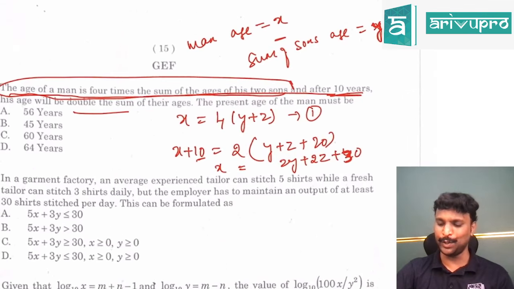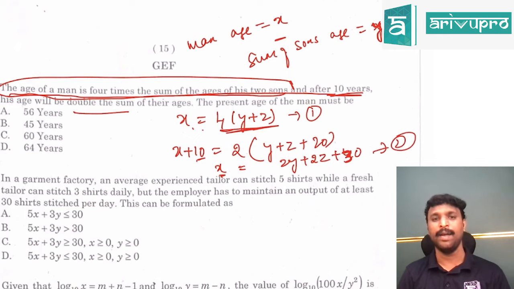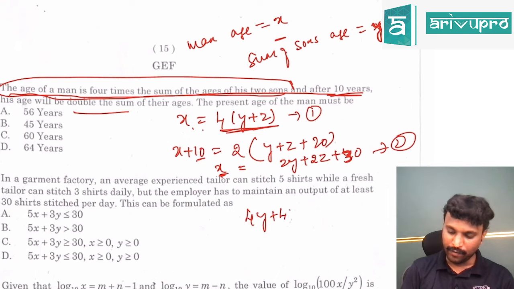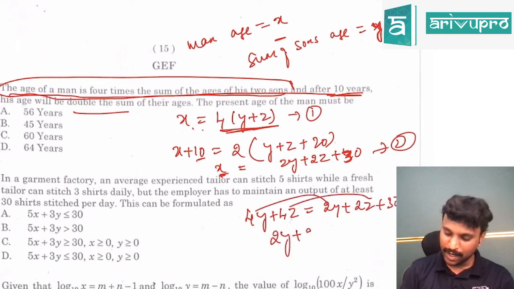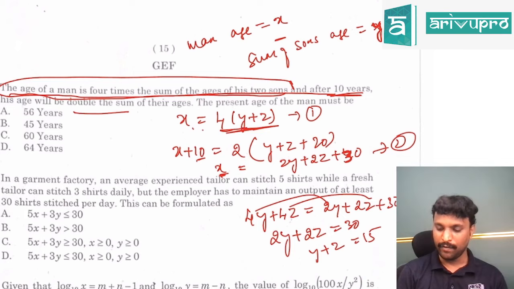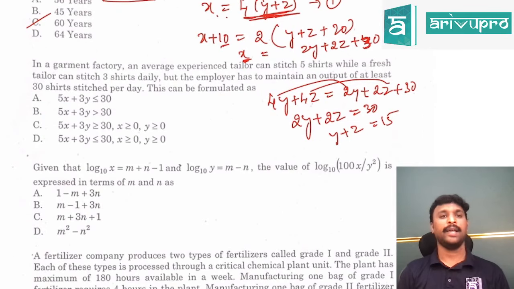Guys, all that we need to do is, this is X, correct? Even the second equation also has X. Both LHS are the same, so we can equate their RHS. So in place of X, I can write 4Y plus 4Z is equal to 2Y plus 2Z plus 30. Sending this Y and Z across, it becomes 2Y plus 2Z is equal to 30. So Y plus Z is equal to 15. Now what we want is the age of the man. Y plus Z is equal to 15, and 15 into 4 is 60. So the age of the man is 60 years. Is it clear? Guys, look at the next question.